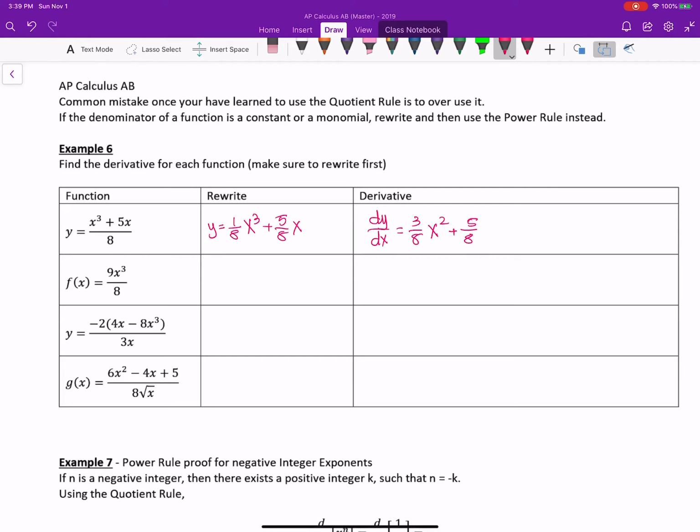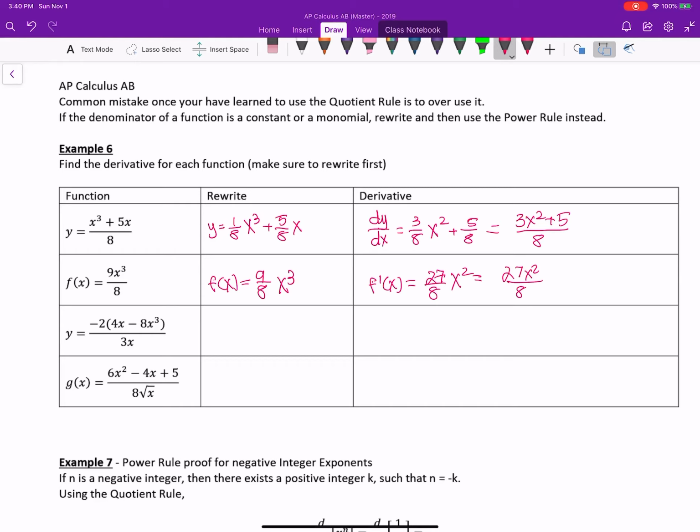Same for the next one. Rewrite f of x before I take the derivative, 9/8 x to the third, and then just use the power rule. So we get f prime of x is equal to 27/8 x squared. And you can even be fancy and put the x in the numerator if you wanted to. So in this case, 27x squared over 8. Same up here. Both of them have a common denominator, so I could rewrite this as 3x squared plus 5 over 8, but you don't have to.